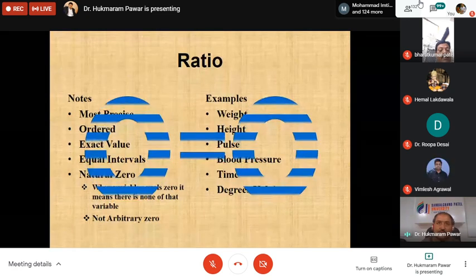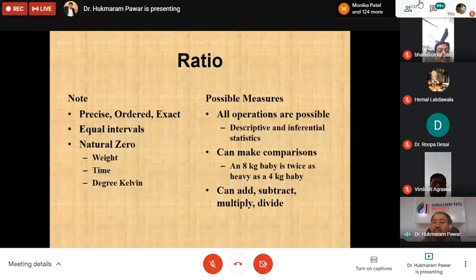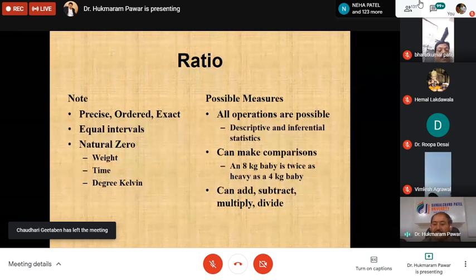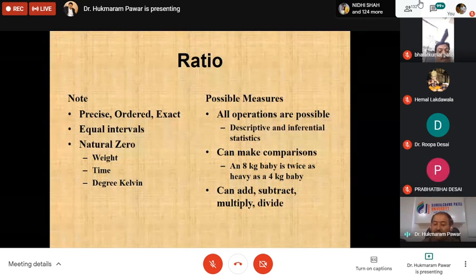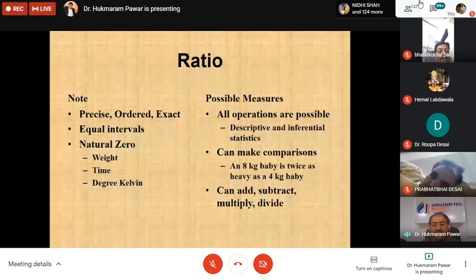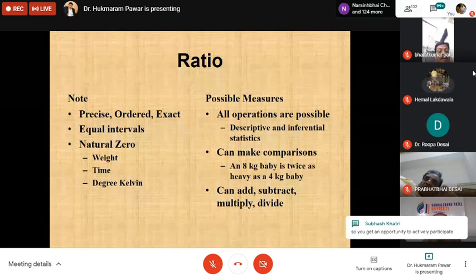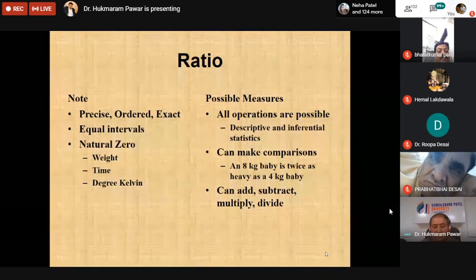Zero means zero. What are the possible measures here? All operations are possible. Descriptive and inferential statistics can make comparisons. An 8 kilogram baby is twice as heavy as a 4 kilogram baby. We can say that. We can calculate the ratio here, but in other data, ratios are not possible. Here we can add, subtract, multiply, divide. All things are possible in ratio data.